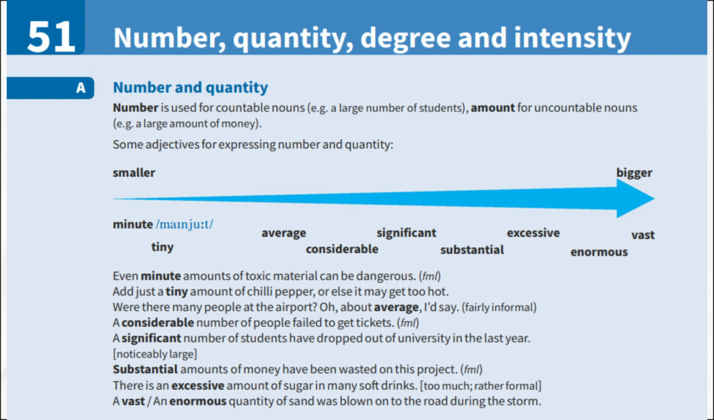This is formal. Excessive means too much. For example, there is an excessive amount of sugar in many soft drinks. This is rather formal. And finally, vast and enormous mean extremely large. For example, a vast or an enormous quantity of sand was blown onto the road during the storm.